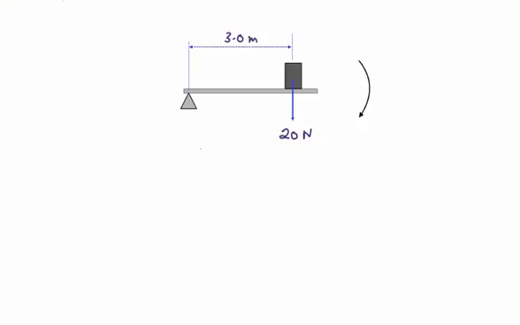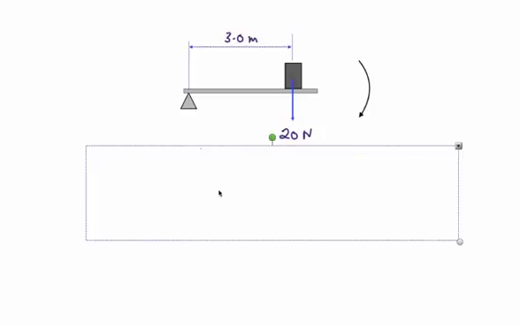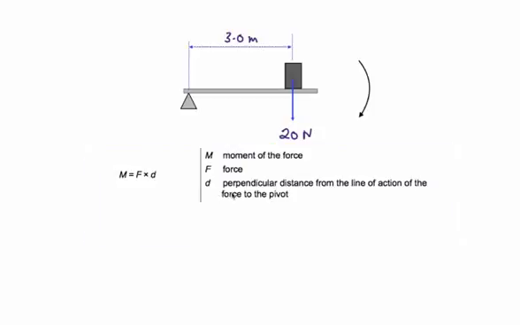Now you should be able to actually calculate a turning effect or a moment, and you could do it with an example something like this. Now we need an equation, and that equation is given to you in the exam, and it goes like this: M equals F times D. They tell you that M is the moment of the force, F is the force, and D is the perpendicular distance from the line of action of the force to the pivot. So that just basically means a distance from the pivot to the actual force.